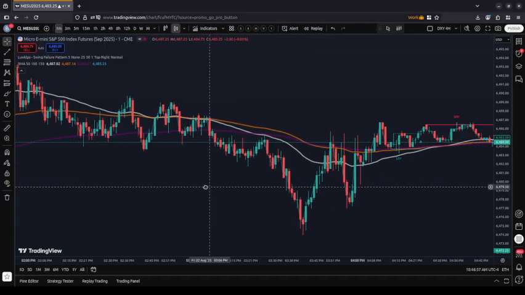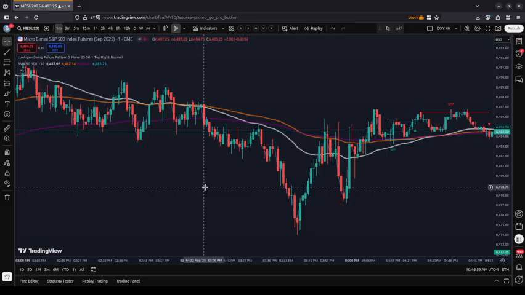Look for the ABC moves. Look for the bigger corrections that are also bigger ABCs on the higher time frame, and see if you can get a good 1 minute entry.